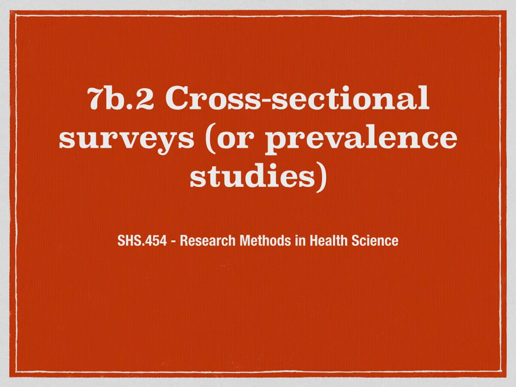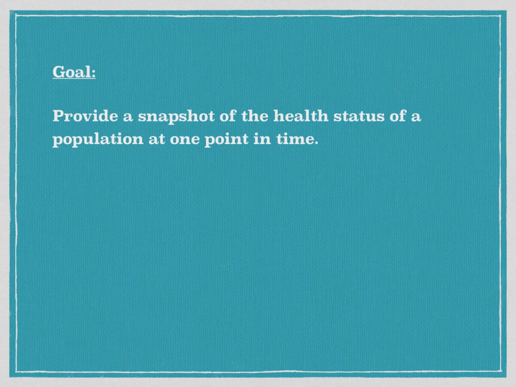In correlational studies, we looked at aggregated population-level data. In cross-sectional surveys, we aim to find out the prevalence of a certain exposure or disease. A cross-sectional survey provides a snapshot of the health status of a population at one point in time. It is sometimes called a prevalence study and is a very popular study approach in the health sciences because it allows for the relatively rapid collection of new data.